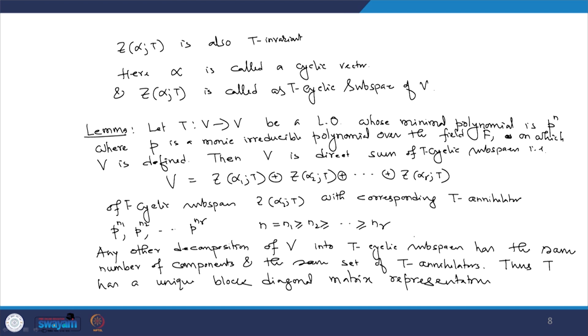Okay. So, this theorem is also saying that this decomposition is not unique; there will be other decompositions also. But even if you consider any other decomposition of V into T cyclic subspaces, the number of components will be exactly the same, and the set of T annihilators will also be the same. Thus, T has a unique block diagonal matrix representation.